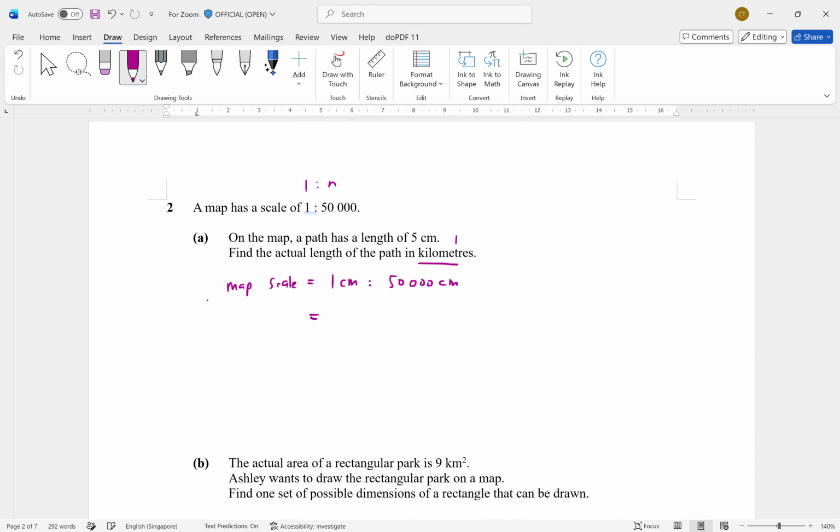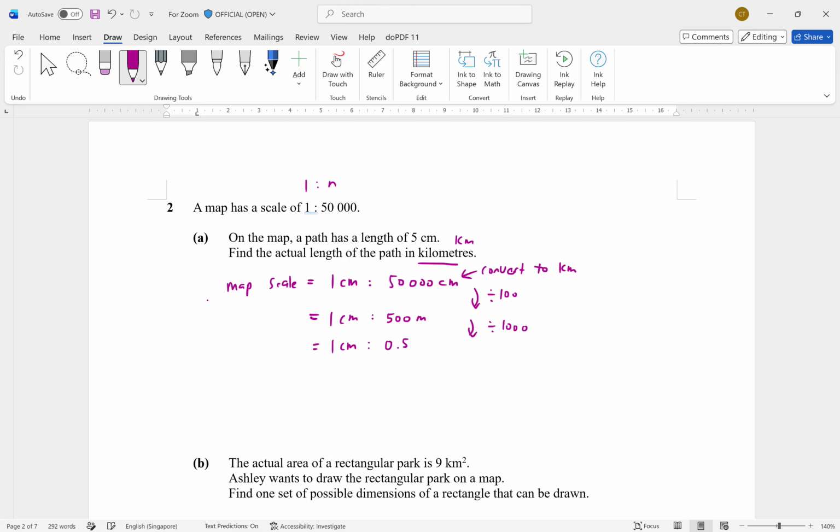Now the question wants kilometers again, so we want to convert this to kilometers. If you don't know what to divide by to get to kilometers straight away, you can convert to meters first. To convert to meters, we divide by 100, because 1 meter is 100 cm. So you will get 500 meters. Then from meters to km, you divide by 1000, because 1 km is 1000 meters.